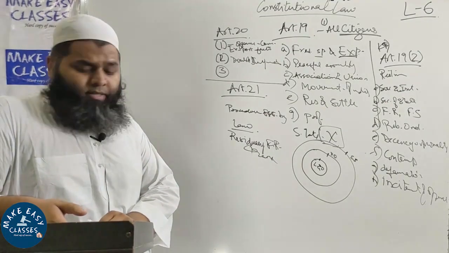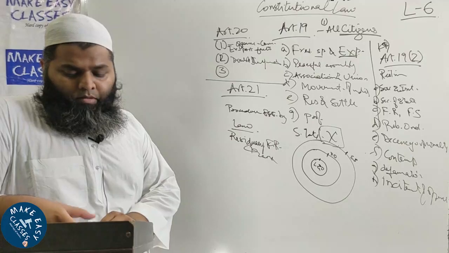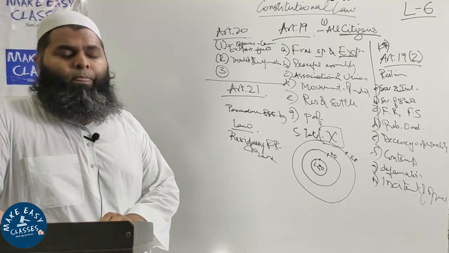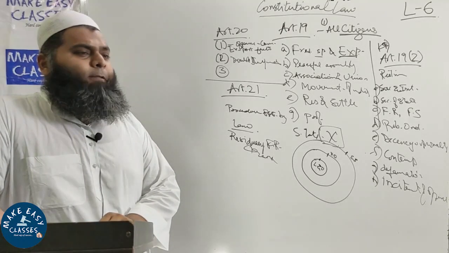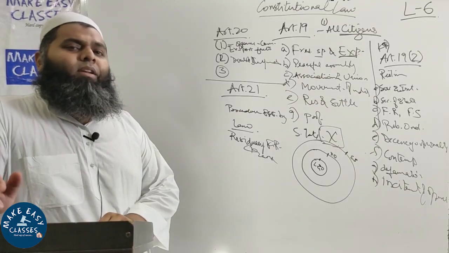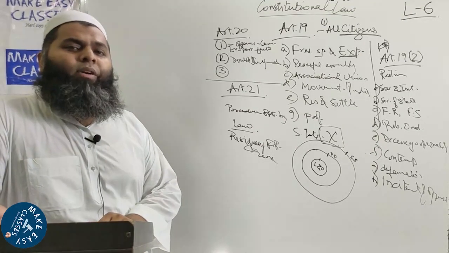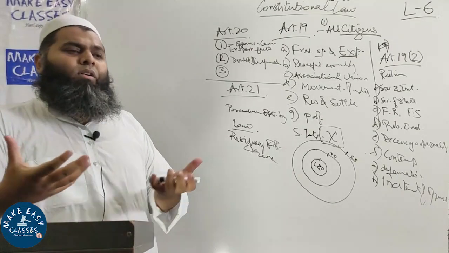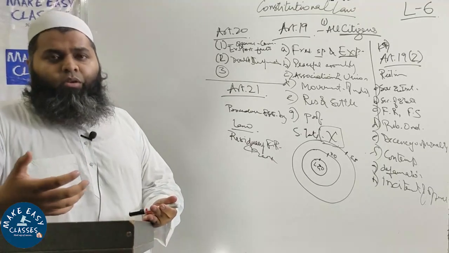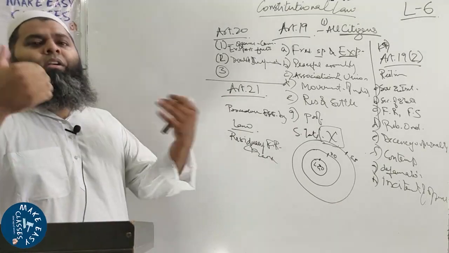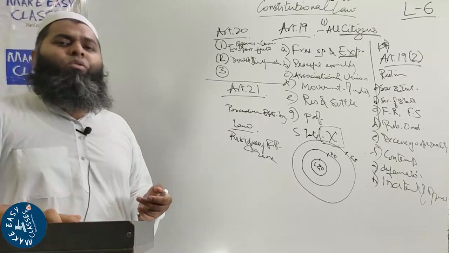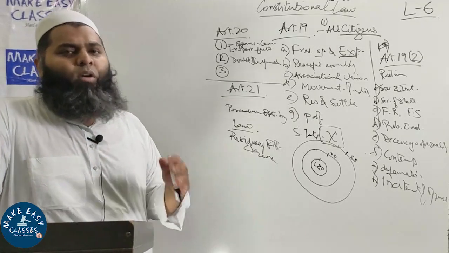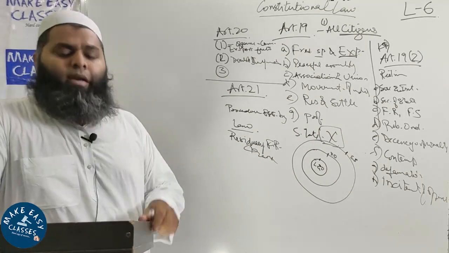So it says that no person shall be deprived of his life or personal liberty except according to procedure established by law. There is a very important case, Maneka Gandhi versus Union of India, which basically widened the scope of Article 21, the ambit of life and personal liberty. After that, through different rulings, the courts included all the rights in Article 21 as fundamental rights. Through Article 21, these rights are made fundamental rights.